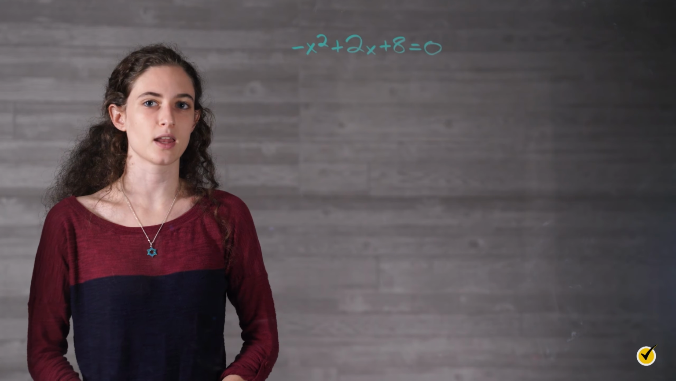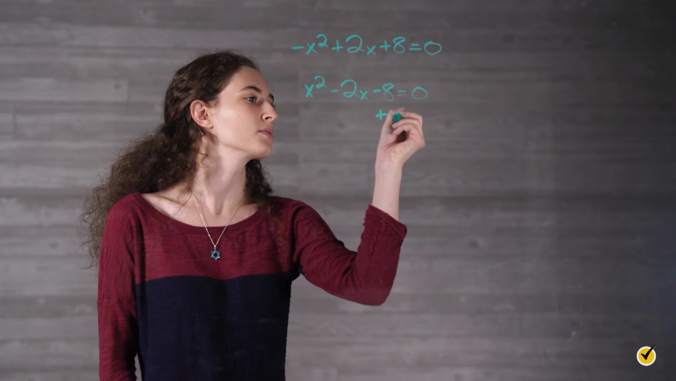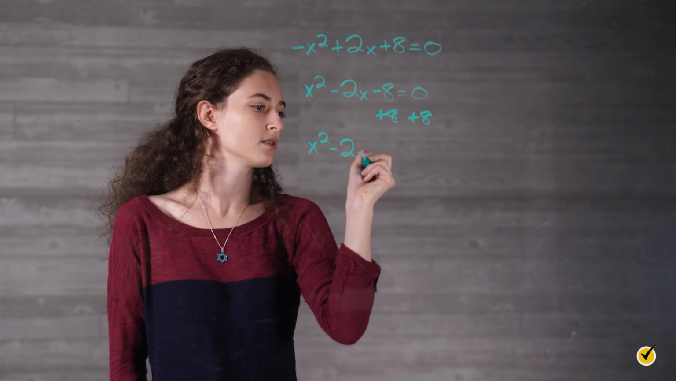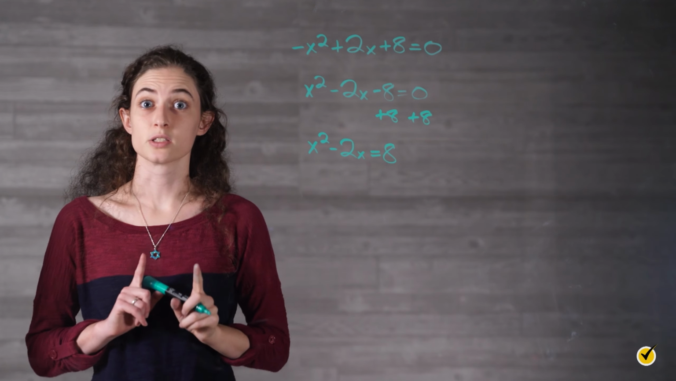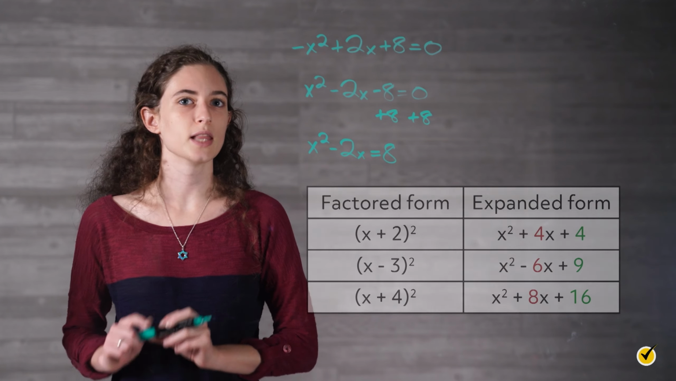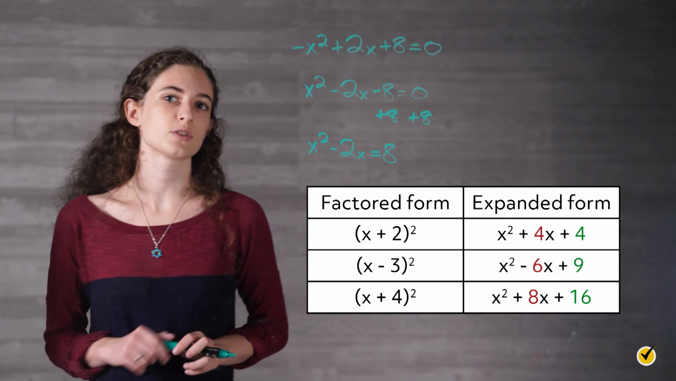First, move the constant term to the other side by itself. For this, we'll add 8 to both sides. This gives us x squared minus 2x equals 8. Pause. Now we need to add a number that creates a perfect square on the left-hand side. Let's consider some perfect squares.